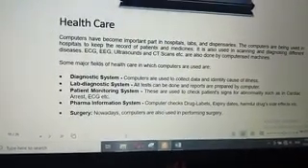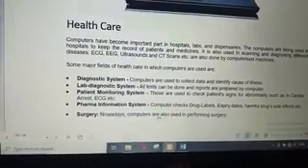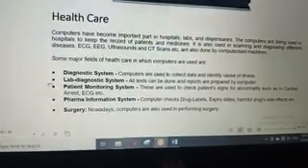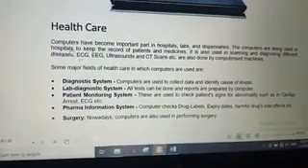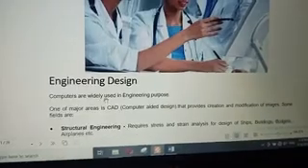Computer is also widely used in health in the domain of surgery. Nowadays, computers are also used in performing surgery. So that's the use of computer in the domain of health. We'll proceed with the other applications of computer.